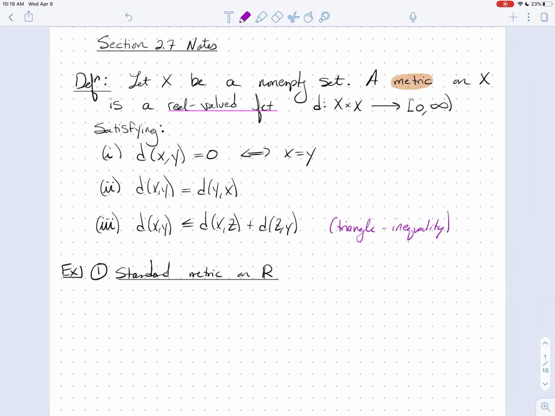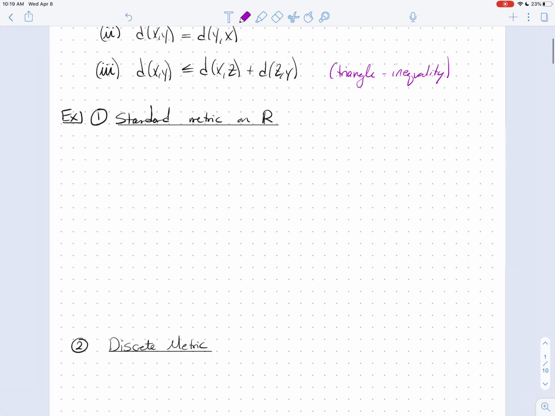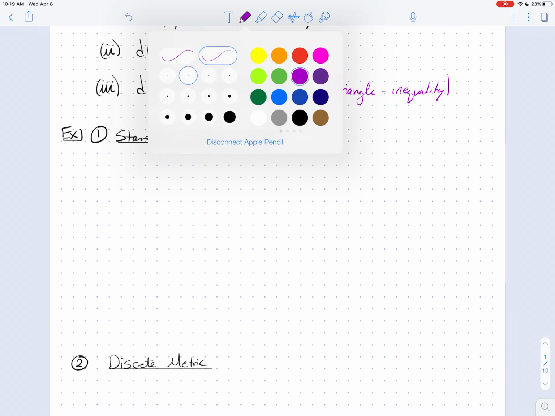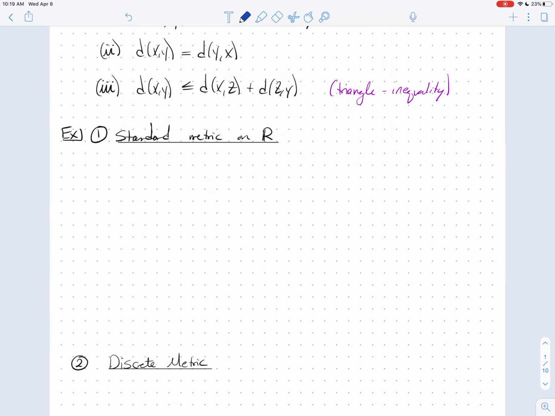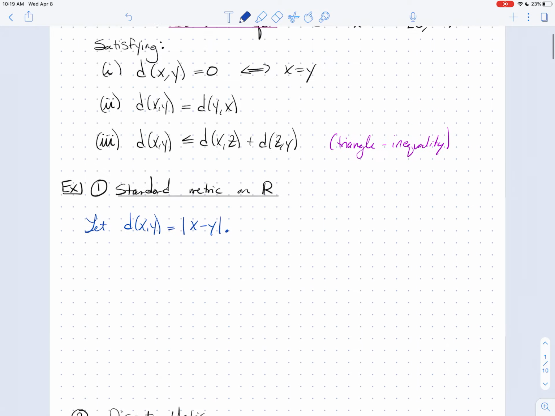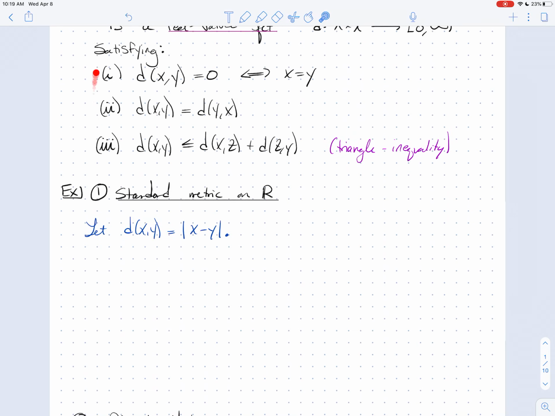I think I'll do an example with you in this video, and then we'll go on to the next part. So I thought we'd start with the standard metric on the reals. This will be familiar to you. Let's define our metric D like this. D of x, y, I'm going to define as the absolute value of x minus y. And now I just have to show that these three properties are satisfied by my metric D.